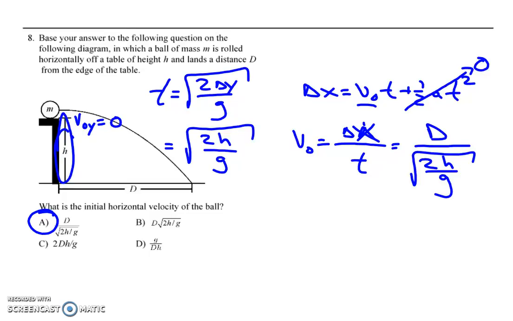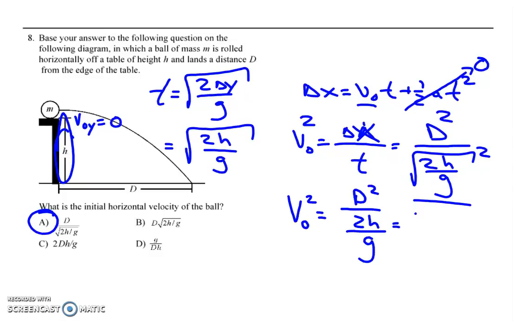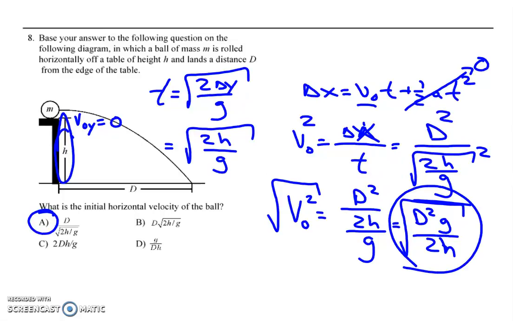You might, in some cases, actually have to do some algebra to rearrange this and make it look like one of the choices. And in this case, we didn't have to do that. Something that might come to mind is I might have to square everything to get rid of the square root. Then I have V naught squared is equal to D squared over 2HG, which is equal to D squared G over 2H. And then to finally take a square root. I wouldn't be surprised if you had something like this as a choice as well. But in this case, we can just use the original term that we had, which is d over radical 2h over g.